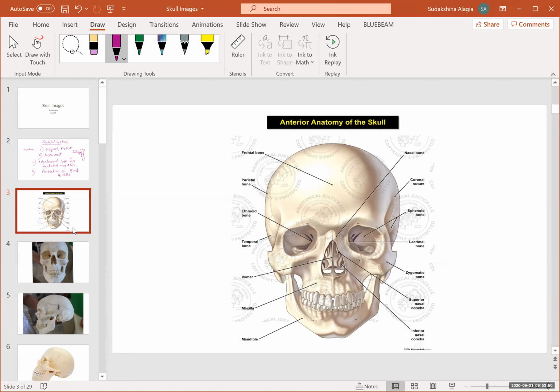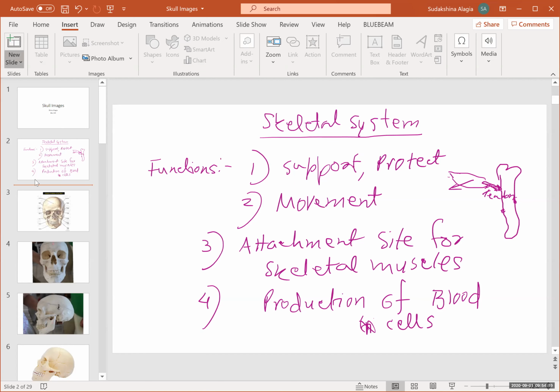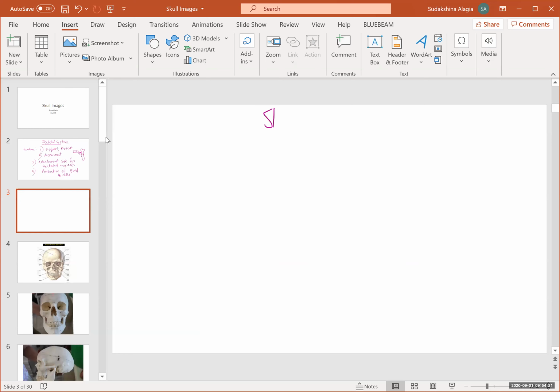Then next, how do we divide up the skeletal system? We divide the skeletal system into axial skeleton and appendicular skeleton. Why is this freezing up now? Today is a bad day. Everything is freezing. So how do we divide up the skeletal system? Basically the skeleton.